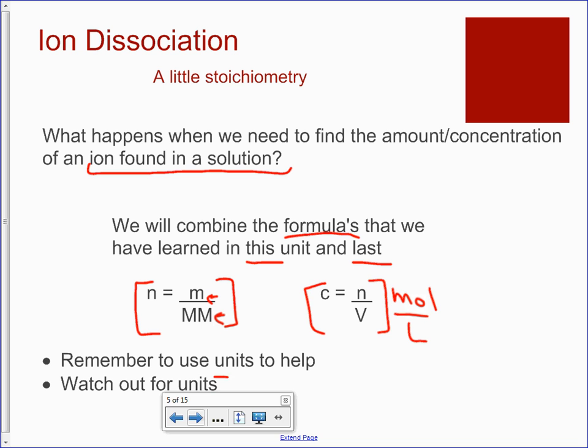Remember to use units to help you out. Units, if you're not sure how to proceed, can help guide the way. Generally, we're either trying to figure out a mass in grams, or we're trying to figure out a concentration in moles per liter. So if we're trying to get to that concentration, we know that we're trying to get to moles per liter. If we're trying to get a mass, we know we have to get to grams. Ultimately, both of these require molar units in there as well.